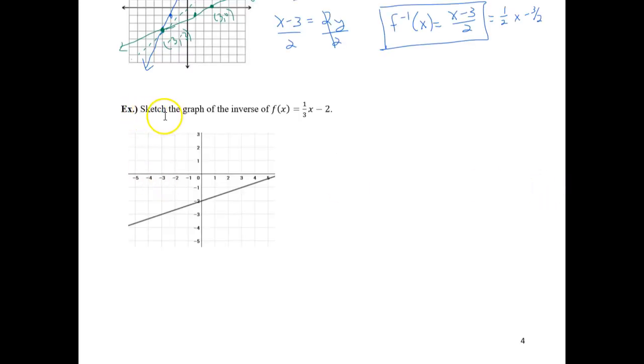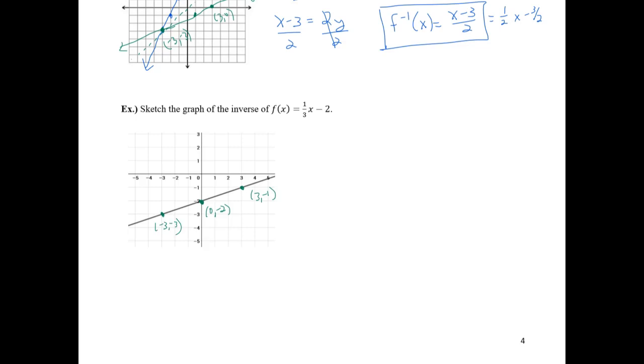This example says, sketch the graph of the inverse of f of x equals 1/3 x minus 2. So we just have to find some nice points on this graph. There's a nice point, here's a nice point, there's a nice point. And we just have to flip the order of the x and y's. So this is the point 0, -2, this is 3, -1, and this is -3, -3.